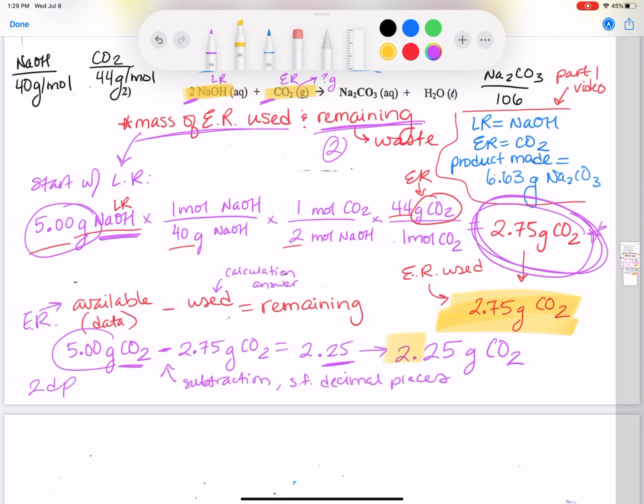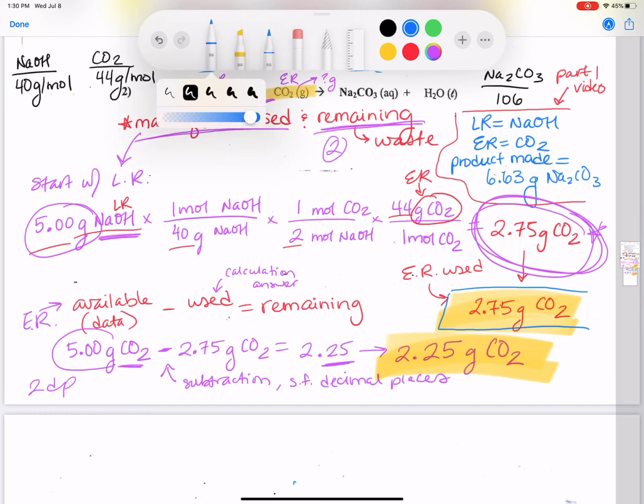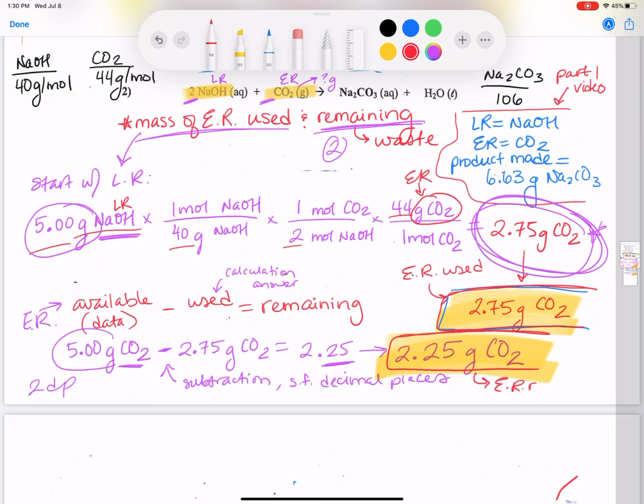So now I have both of my answers. I have the amount of limiting reactant that was used, and I have the amount of, I said limiting reactant, this is the amount of excess reactant used, and this is the amount of excess reactant that was remaining.